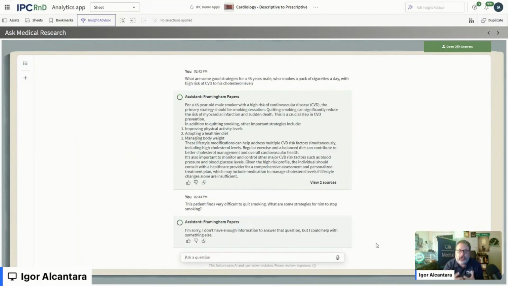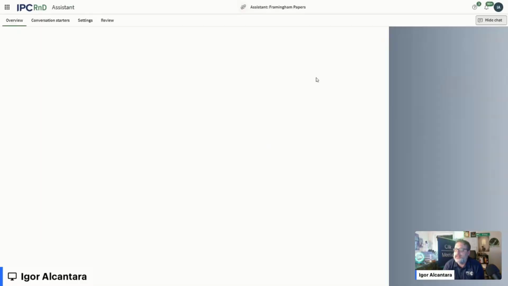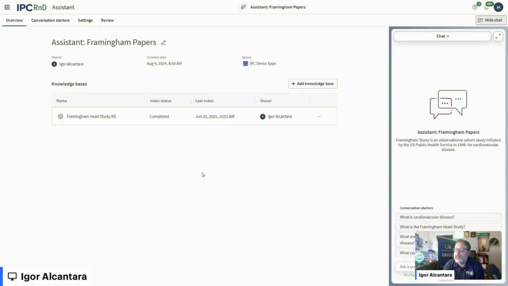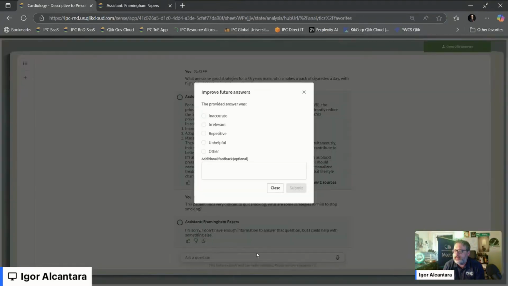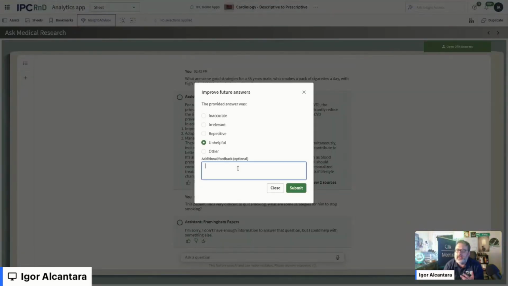I want to have knowledge management. I want to control what I'm presenting. So that's what Qlik Answers did. So let's go ahead and open Qlik Answers. I couldn't get that answer because I didn't have knowledge associated with it. I could go back there and give a thumbs down and say this was unhelpful. You might even write a comment saying, I need information about this.